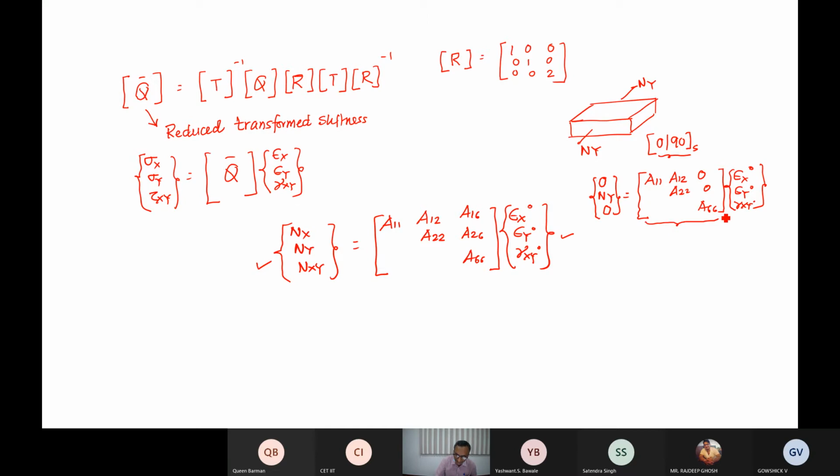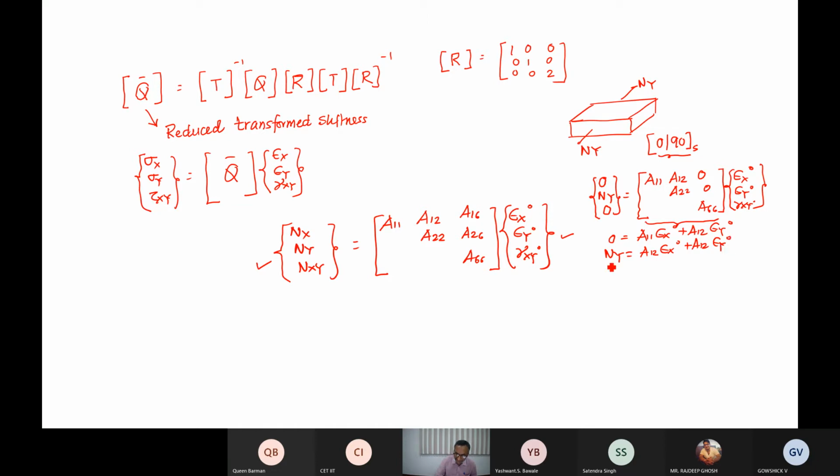No need, for this you don't have to do inverse. It's a simple two algebraic equations you have to solve. What is the first equation? 0 is equal to a11 epsilon x naught plus a12 epsilon y naught. Okay. Second equation, ny is equal to a12 epsilon x naught plus a12 epsilon y naught. Just these two equations you have to solve.